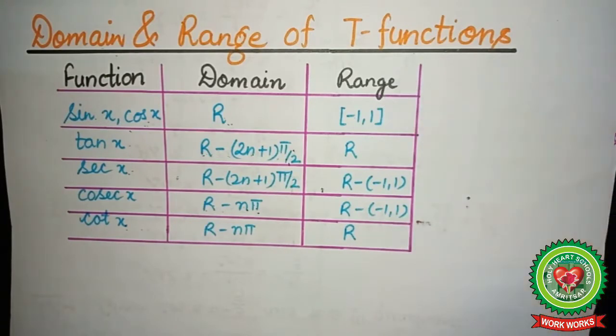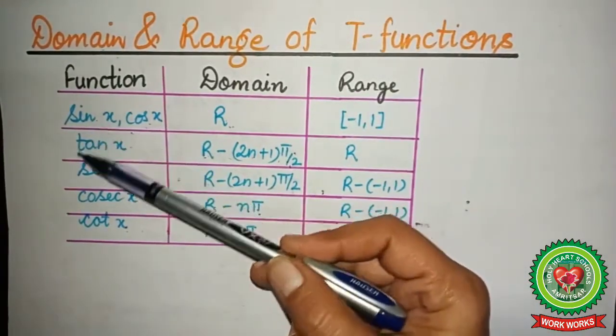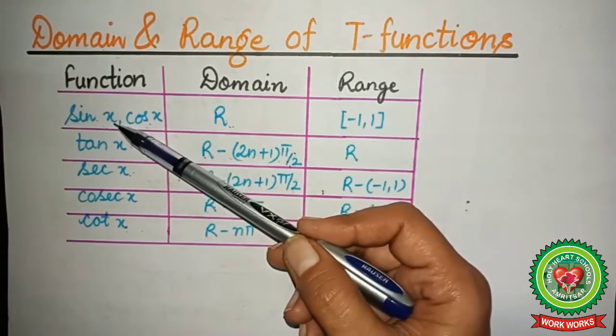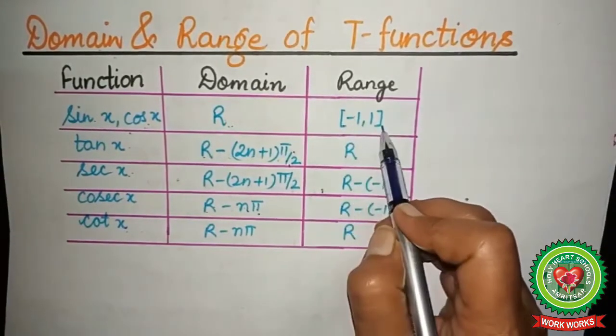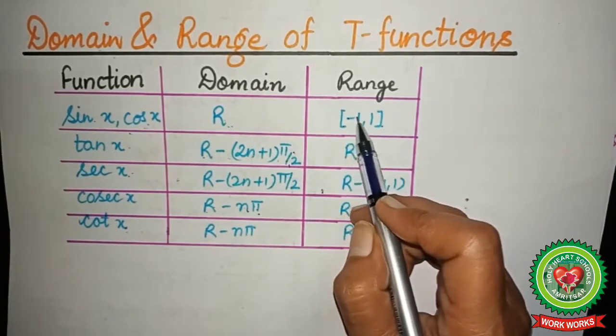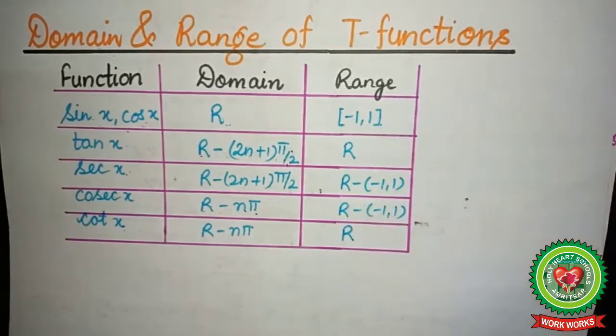Now range. Range means the answer values. Now as we all know, sin x lies between minus 1 and 1. Its values lie between minus 1 and 1. So I have written the closed interval. It may be minus 1 till 1. It may be 0, 1.5, any value will be there.